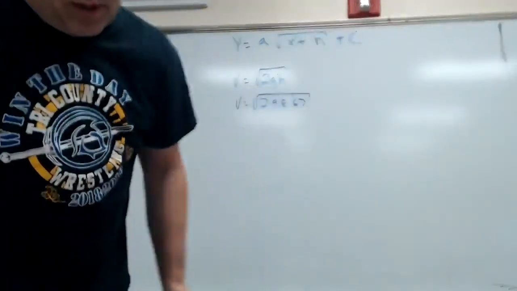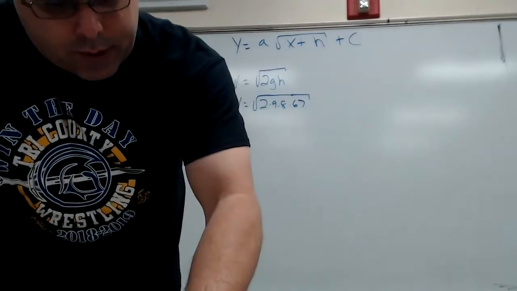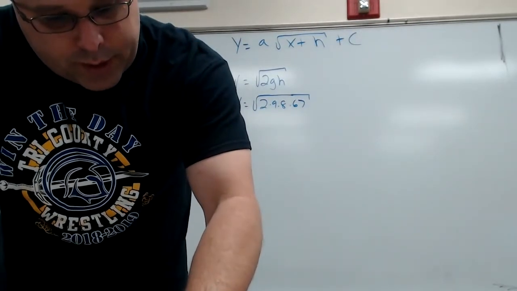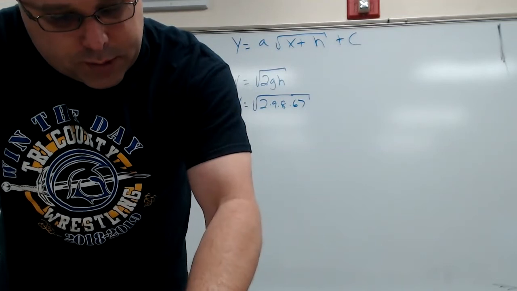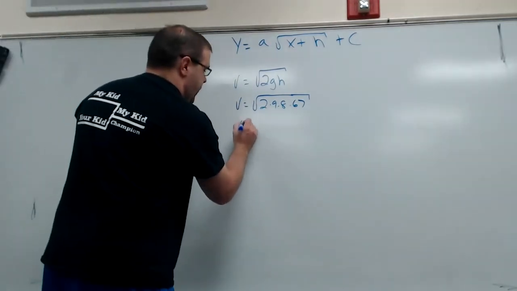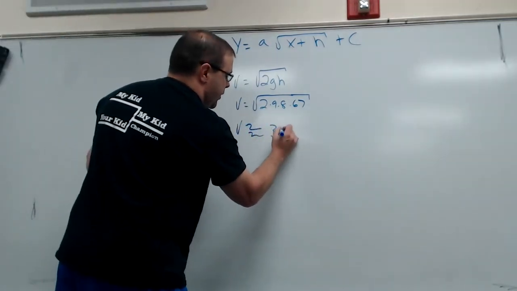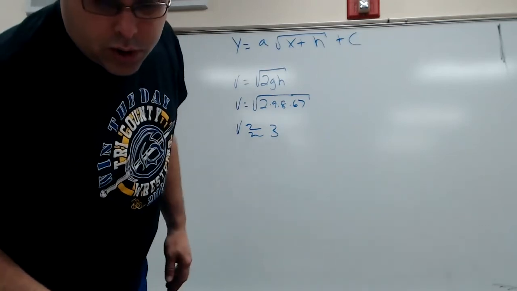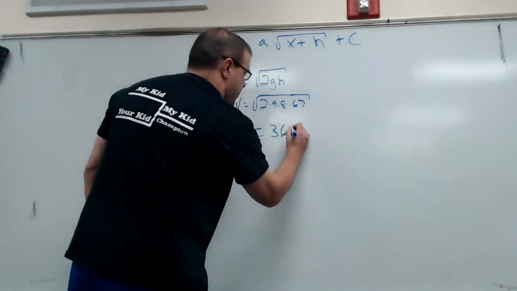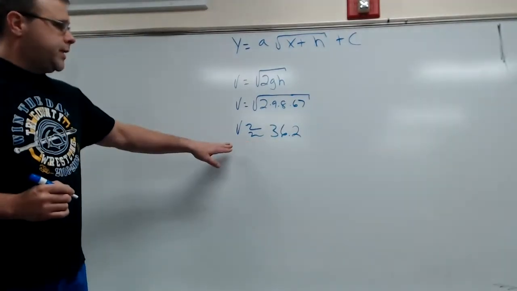Okay, so we plugged it in. Now we need to do the square root of 1,313.2, which v is approximately equal to 36.2.